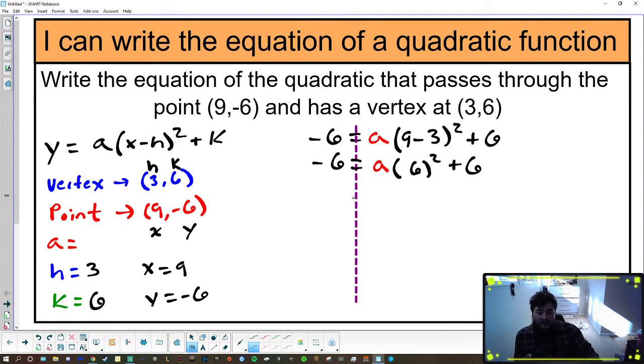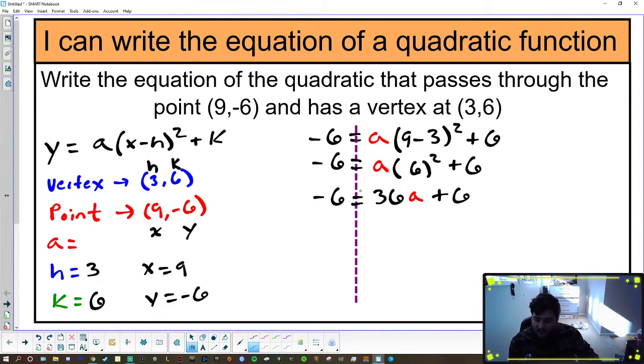Okay, next I'm going to continue to simplify. 6 squared, that's 36. So I'm going to bring down my -6, and instead of writing a times 36, I'm going to put the 36 out in front of the a, because that's how we write in math. We put our coefficient in front of the variable instead of behind it. So I'm getting closer. Let's get a by itself.